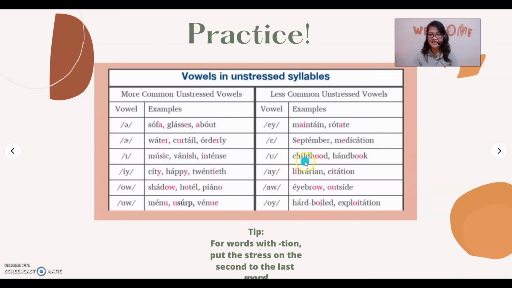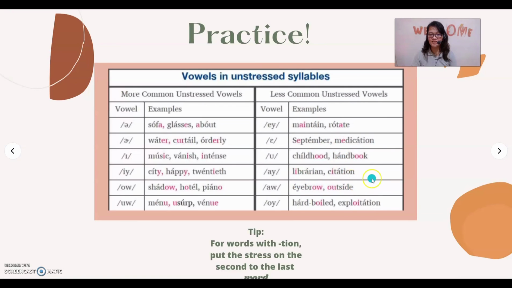Okay, next is childhood. In this case, this double O will be pronounced as a schwa sound. Childhood. Handbook. It's not book, it's handbook. Can you give me the handbook? Of course, it doesn't sound right. My childhood. It's also not sounding right. Childhood, handbook. Librarian.